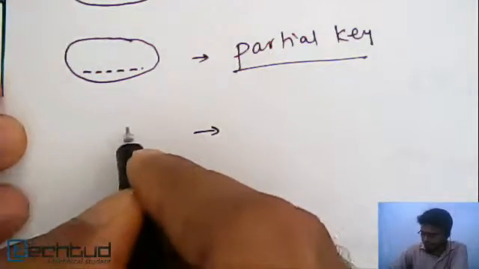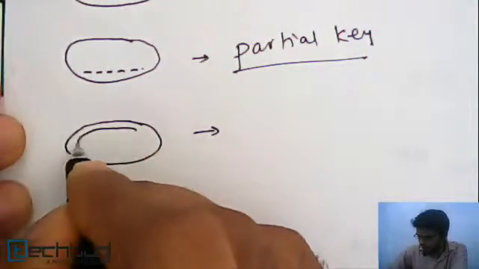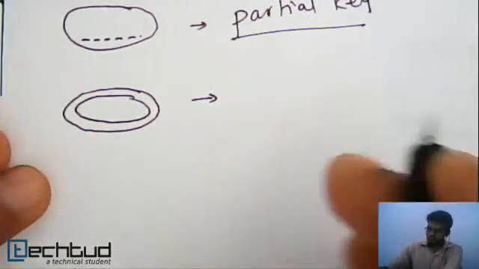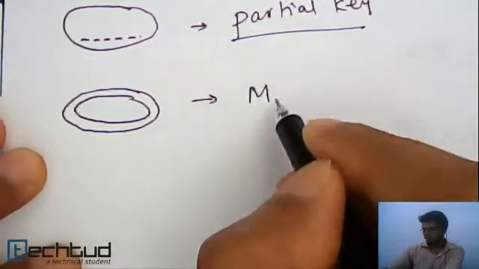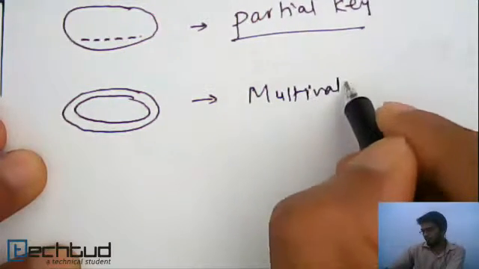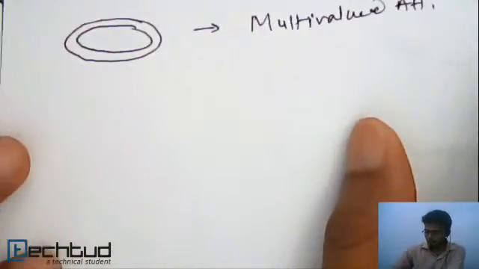Next we have something represented by a double ellipse, again double. So this is multi-valued attribute. This we know already, right?